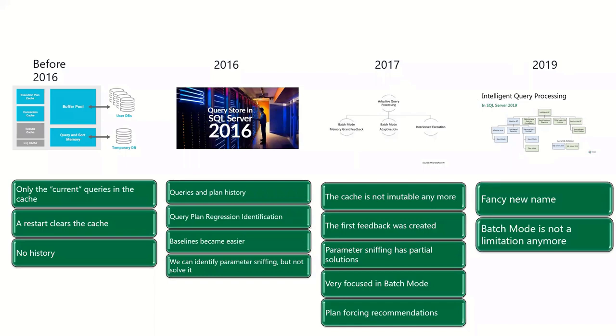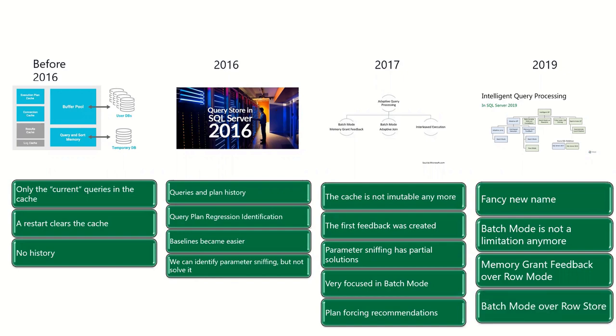Batch mode is not a limitation anymore in 2019. Why? Because we got the memory grant feedback over row mode. For example, one of the feedbacks that we had, the memory grant feedback, was capable to work on row mode. What about the other ones? For the other ones, we got a new feature called batch mode over row store. We didn't need anymore to use column store index to have the batch mode processing because we got in SQL Server 2019 the batch mode over row store to allow these features prepared for batch mode to work over the row store environment.